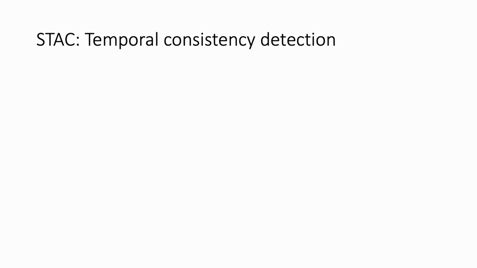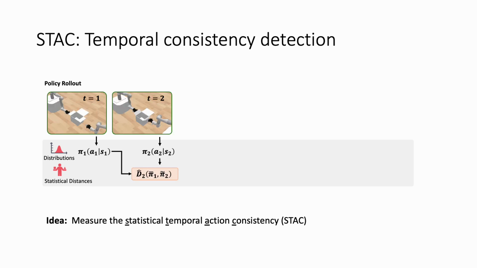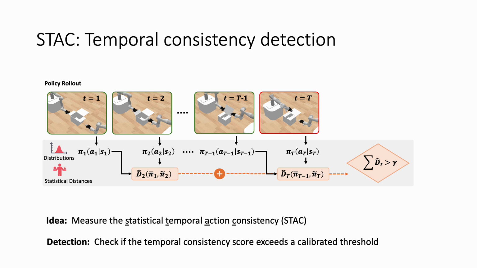To detect erratic policy failures, we propose to measure the statistical temporal action consistency of the generative policy. We start by computing the policy distribution at each time step. We then compute a statistical distance between adjacent policy distributions to measure temporal consistency. This process is performed throughout the policy rollout. To detect failure at the current time step, we sum the temporal consistency scores and check if the sum exceeds a calibrated detection threshold. If it does, the detector raises a failure warning.